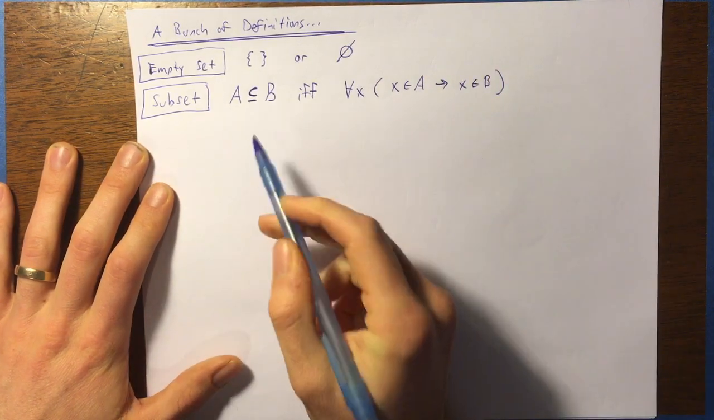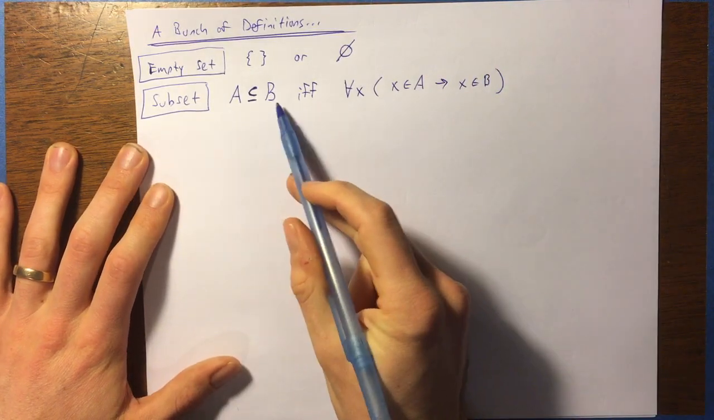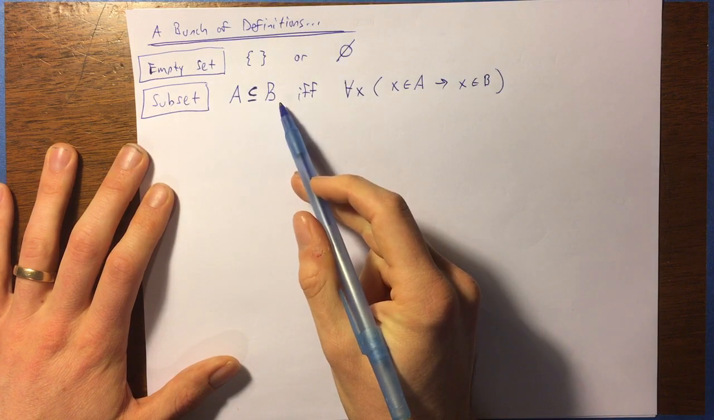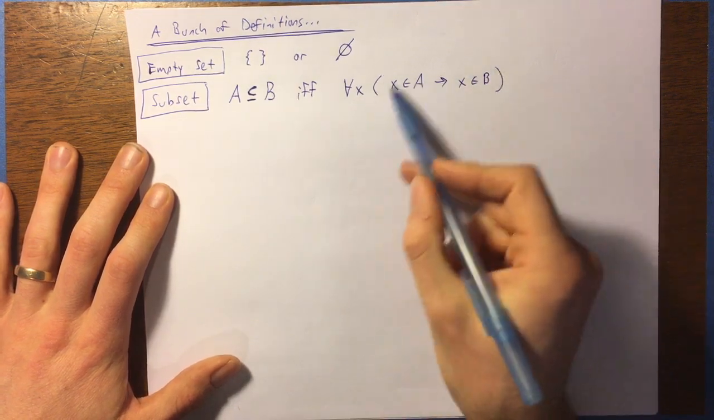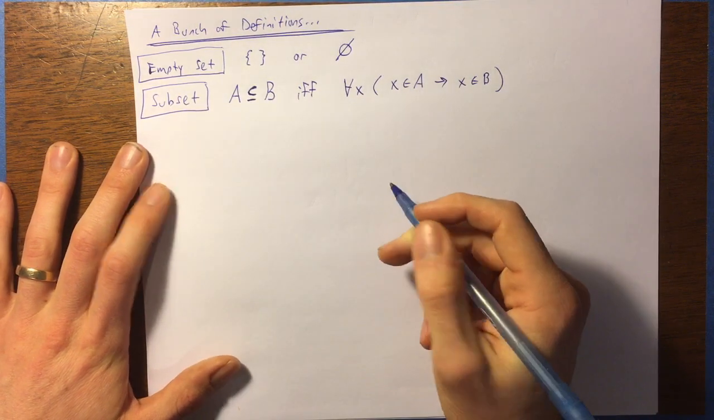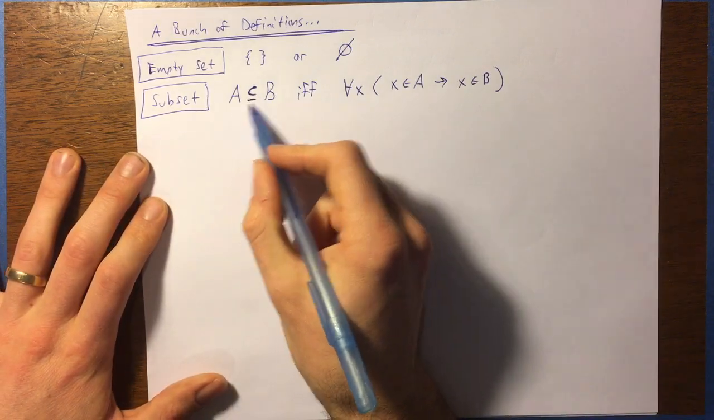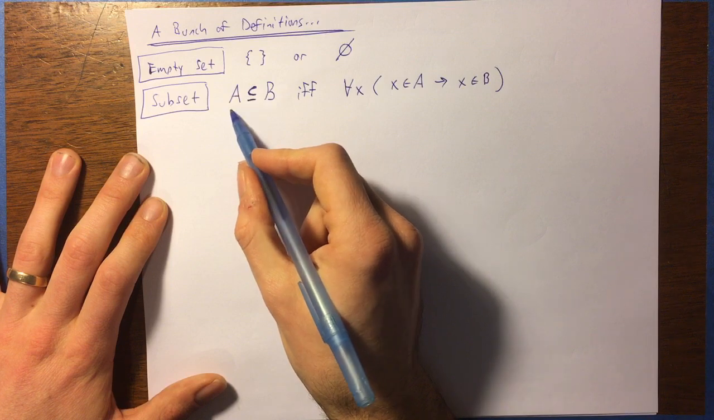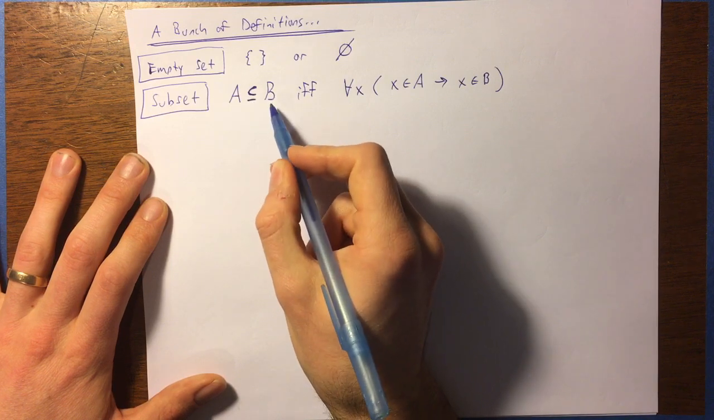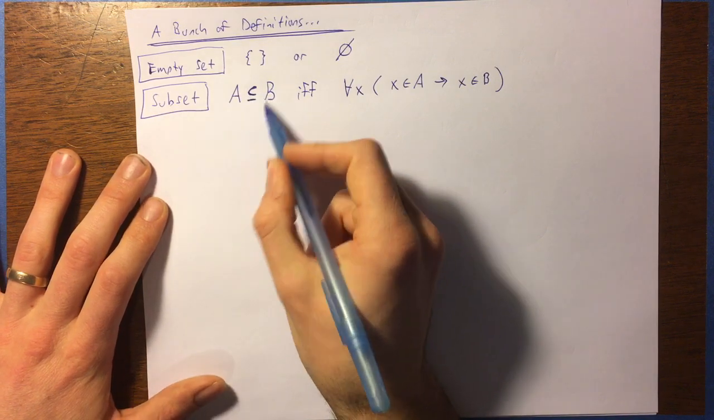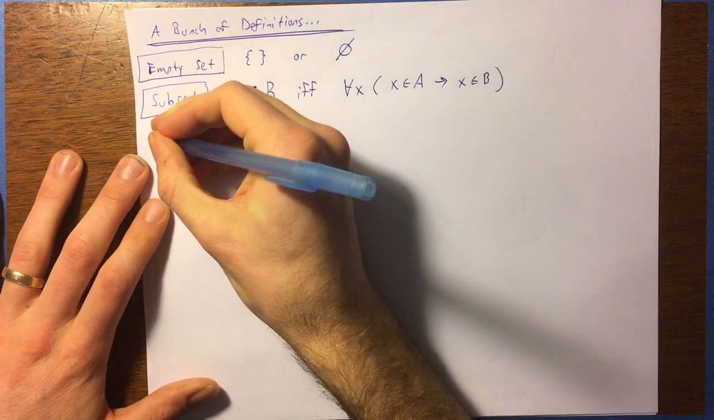So this would potentially include the entire set B. B is a subset of itself. It also includes the empty set because this becomes true vacuously. We'll go over that in a minute. That's actually a theorem that's coming up. So that's our notation for subset. Technically, you could say A is a subset or equal to B. That's what that means. So this is sort of like the less than or equal to symbol.